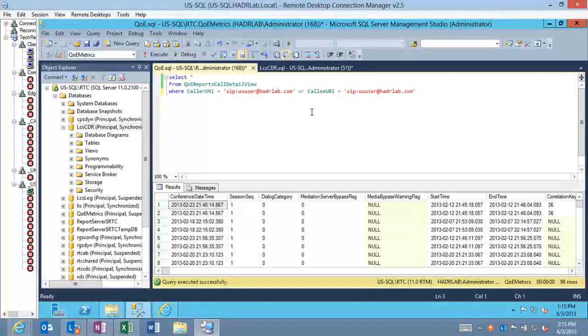The next question was, how many people are facing this? Is it a specific laptop type? Is it a specific office? Is it a specific device type? And so we used that view.